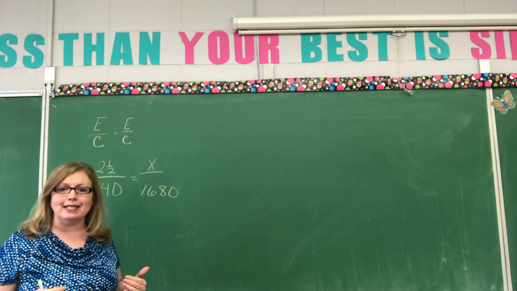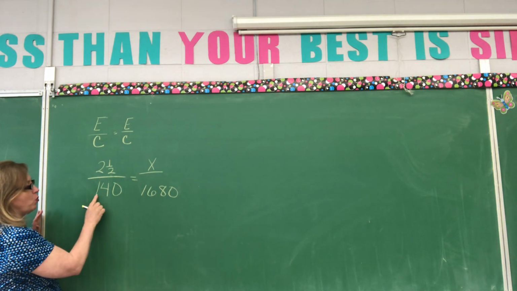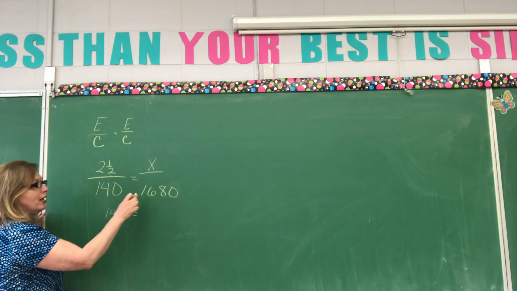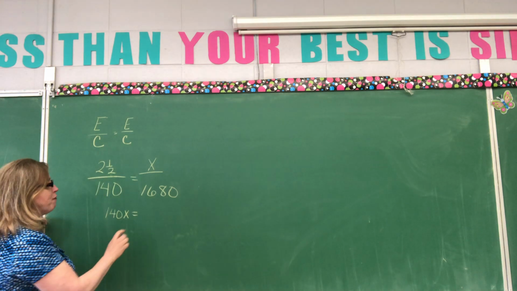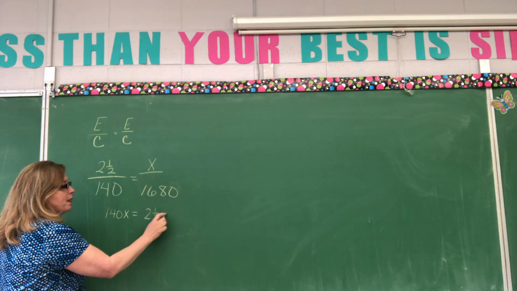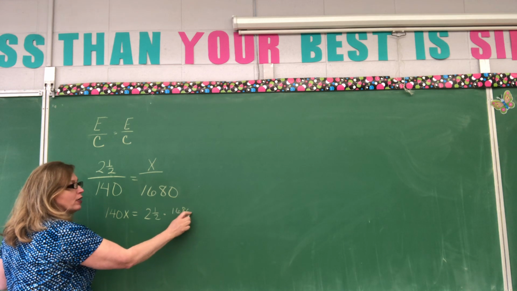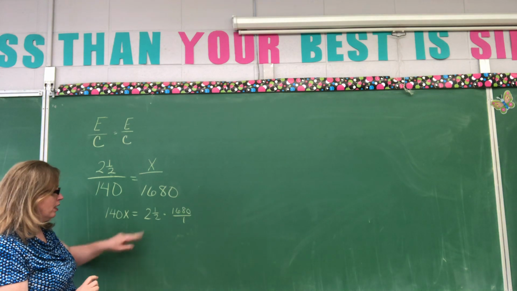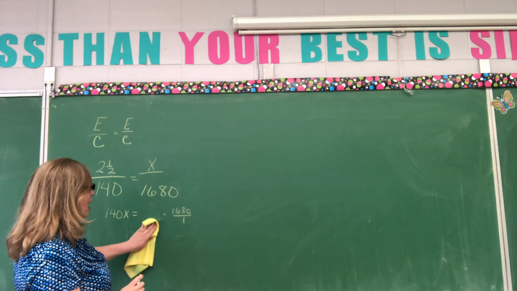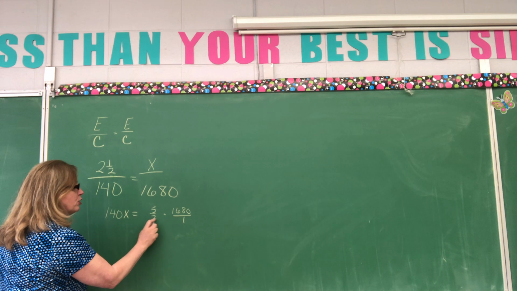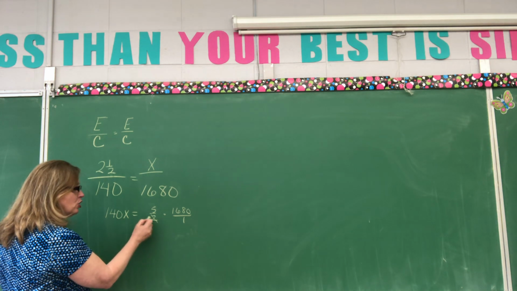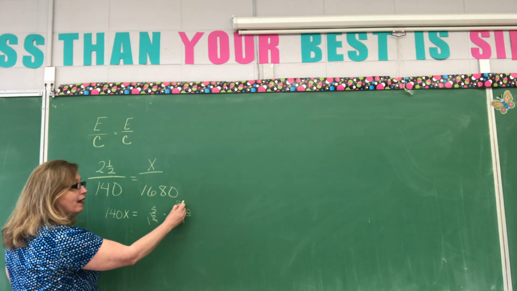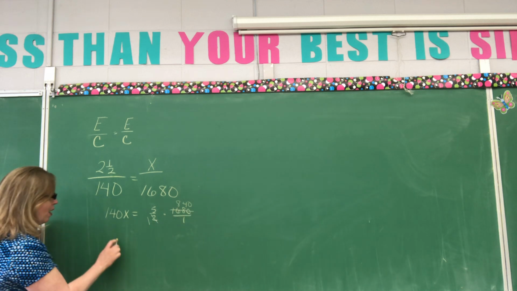Now that we have 2 ratios that are proportionate, what do we do? We cross multiply to get an equation. In this case, we're going to take 140 times X and get 140X. On the other side, we're going to take 2.5 and multiply that by 1,680. Now, the easiest way to do that, of course, is to change this to an improper fraction. So if I'm going to make it an improper fraction, I'm going to make it 5/2. Now, of course, I'm going to reduce this 2, make it a 1. And 2 goes into 16 8 times. 2 goes into 8 4 times and 0.